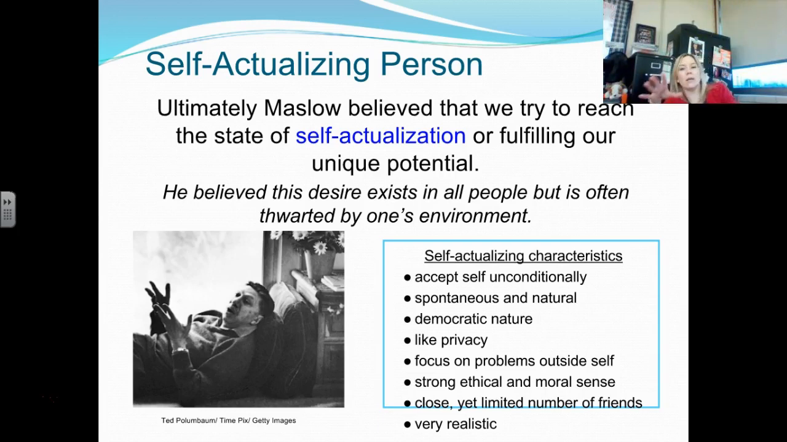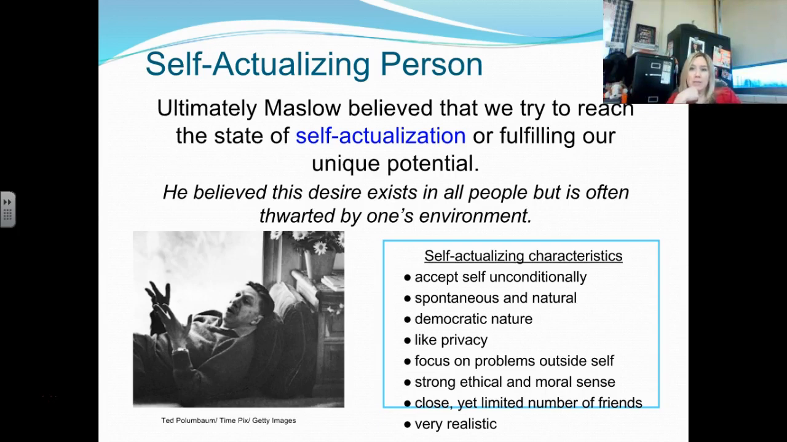So one who is self-actualizing is accepting of themselves unconditionally, okay? So they are lovable, wonderful, amazing, regardless of their flaws and imperfections and problems. They are spontaneous and natural. They're not a calculated person who is always plotting out every single thing and every single action they make. They have a democratic nature in the sense that they perceive that everybody deserves to be included. Everybody deserves to have a say.